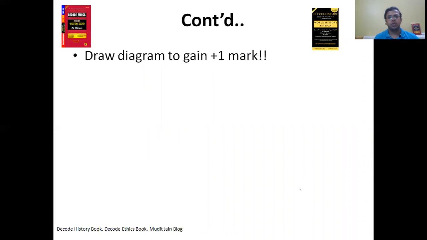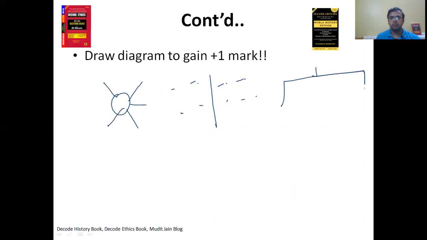Diagrams I've already told about in the GS1 session as well, so I'll just rush through this. You can draw a hub and spoke diagram. You can draw a difference between diagram in GS2 polity. You can draw a flowchart kind of diagram, and you can draw some question-specific diagrams, like PubAd students draw a lot in transparency questions: transparency, accountability, and responsiveness, and then in the center they mention good governance. So this sort of question-specific diagram you can draw.